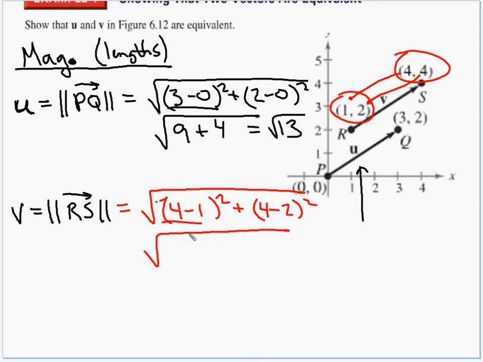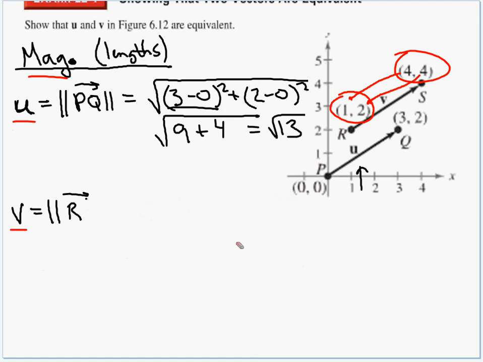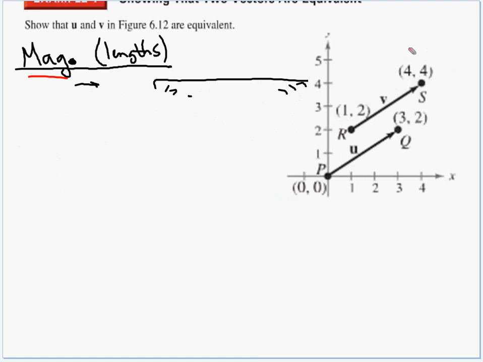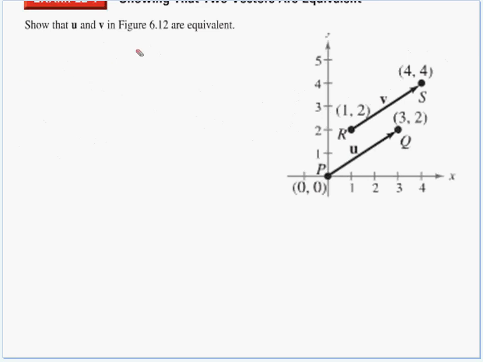4 minus 1 is 3. You square that, you get a 9. 4 minus 2 is 2. You square that, you get a 4. Just like above, we're going to get a root 13. So the magnitude, the lengths of those vectors check out. We're halfway to making a statement that they are in fact equivalent.